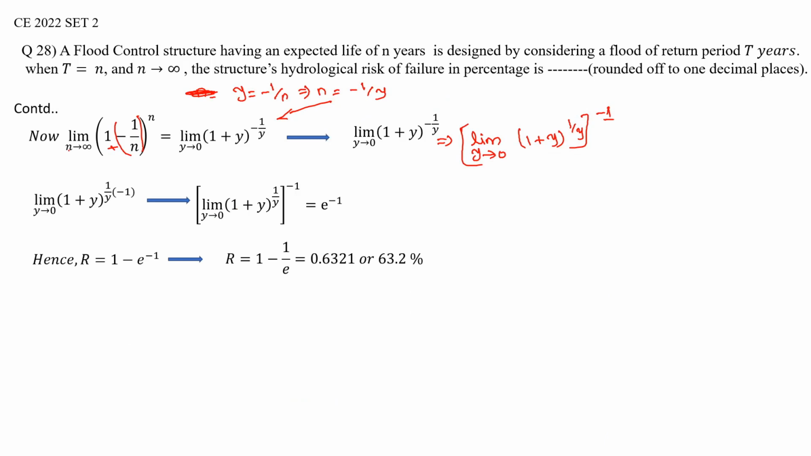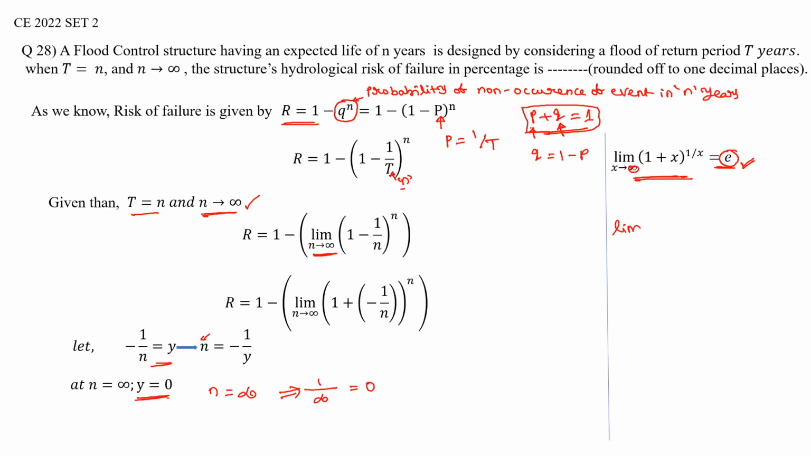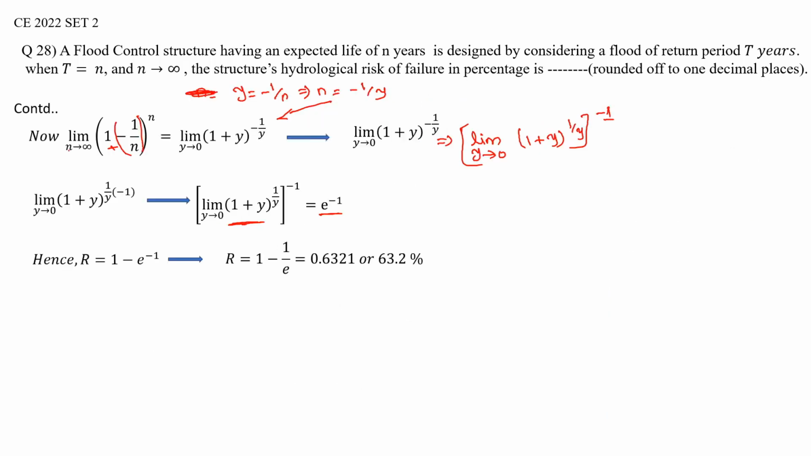So now limit y tends to 0, 1 plus y whole power 1 by y. We can write it in this format. This particular result will lead to e power minus 1, as from the previous slide: limit x tends to 0, 1 plus x whole power 1 by x equal to e. So the whole inside of the bracket will give the value of e, and then e power minus 1. Okay, this is r. So r equal to 1 minus e power minus 1, so it's nothing but r equal to 1 minus 1 by e.